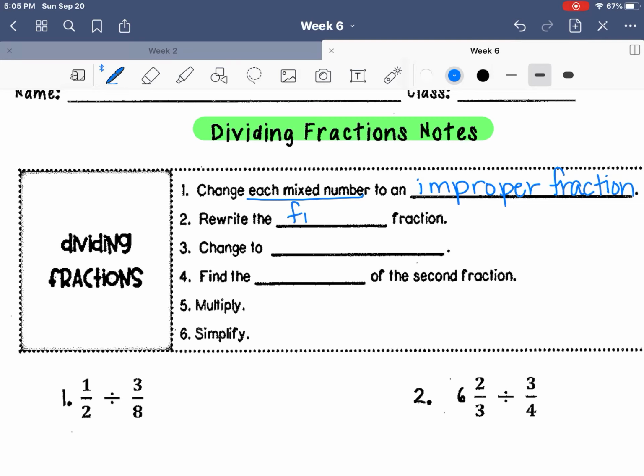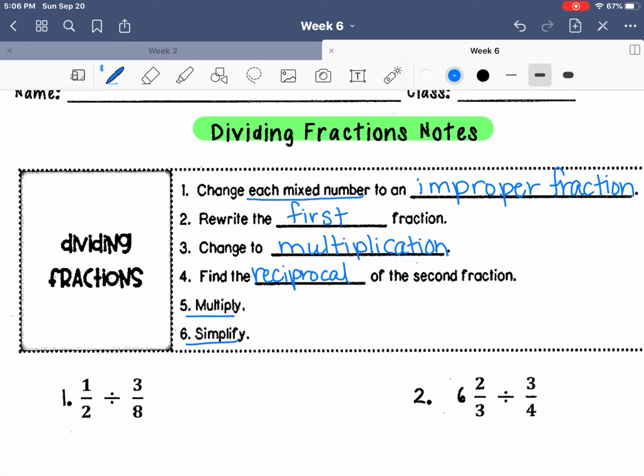Rewrite the first fraction. Change the problem to multiplication. And then find the reciprocal of the second fraction. Then you multiply, then simplify. So we change a dividing problem into a multiplication problem.